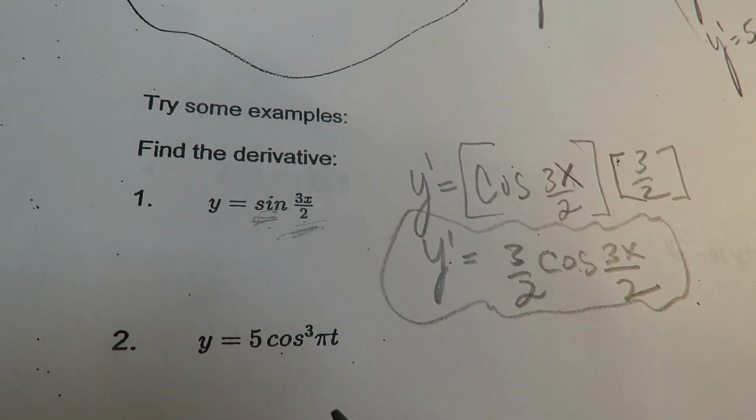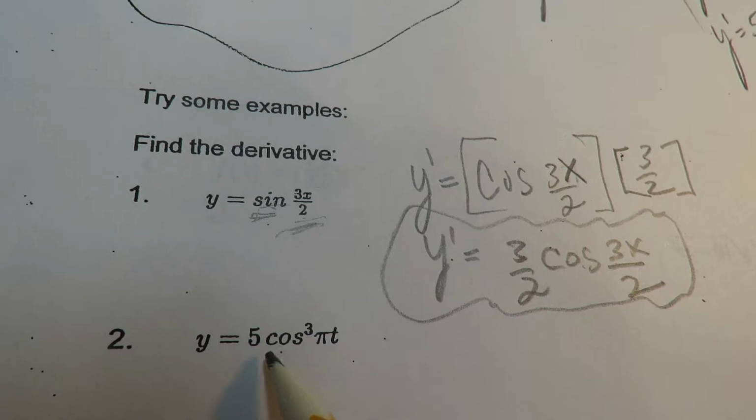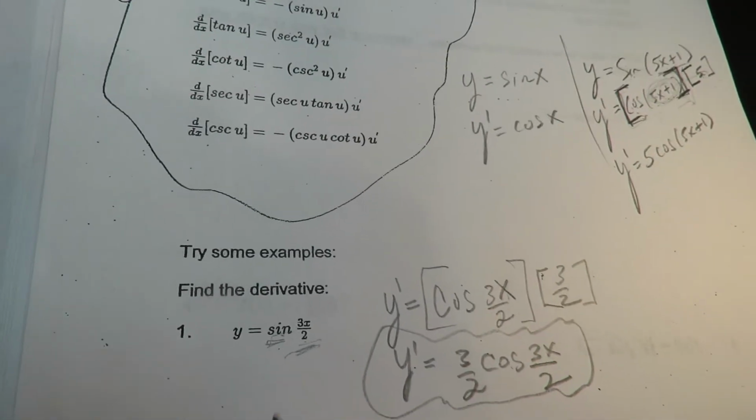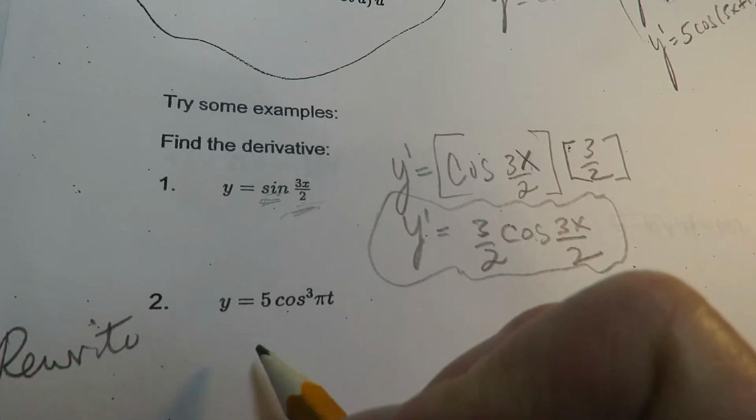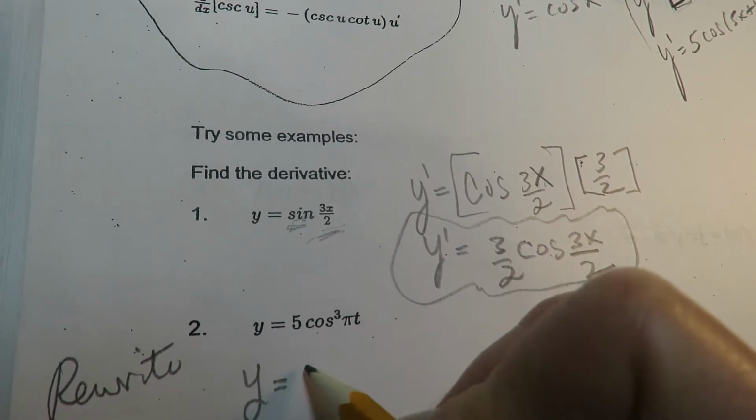Alright gang, that's the answer to this one. Let's try another one. Now, sometimes people can't see correctly what this is, so I'm going to start by rewriting this. This is not the derivative. This is just another way to look at this because I want to make sure you see the problem correctly.